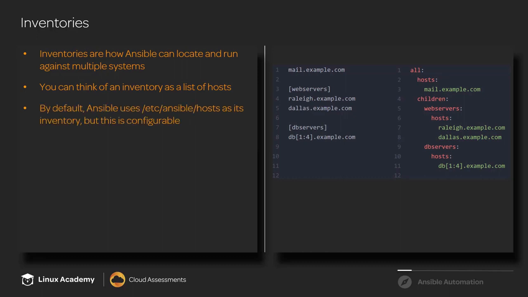So going back to inventories, you can think of an inventory as essentially a list of hosts. By default, Ansible stores the inventory in /etc/ansible/hosts. You can change that. There are several ways to change that. When we get to the configuration section of this presentation, we'll talk about how to do it.